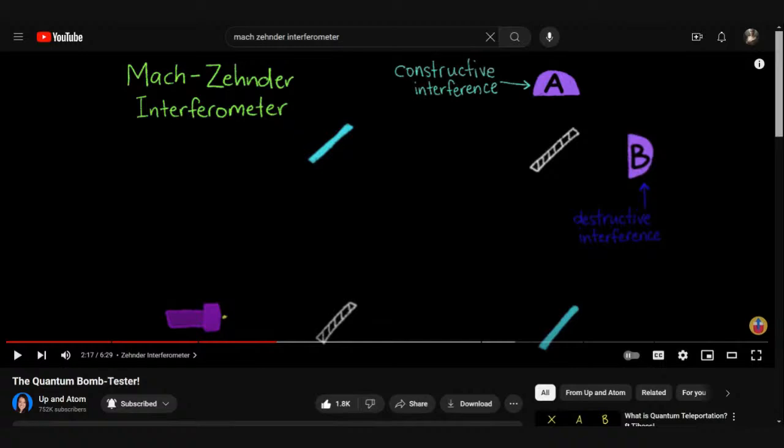Oh, so that's how it's designed. Jesus Christ. Oh my God.